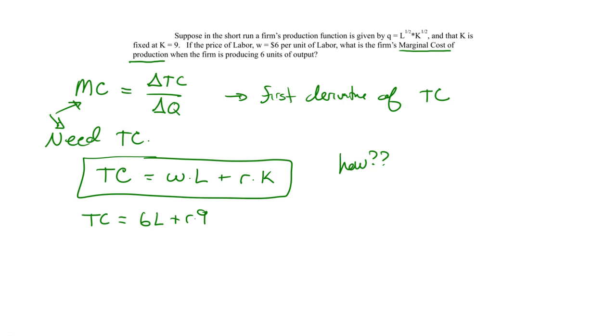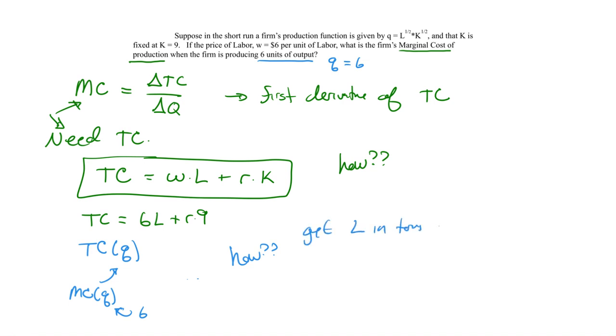The next thing we notice here is it wants us to know what the marginal cost is when the firm is producing 6 units of output. So this 6 units of output means that when quantity is equal to 6. So I need total cost as a function of quantity so I can find the marginal cost as a function of quantity, and then I can plug in 6. That's what I need to do. So how am I going to do this? What we're going to do is get L in terms of Q. Basically, that means L as a function of Q, meaning what would be the labor needed to do this quantity.